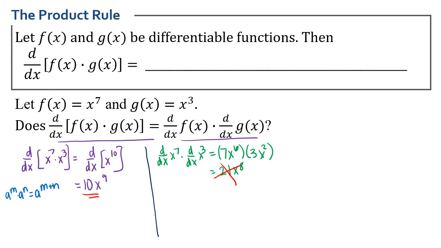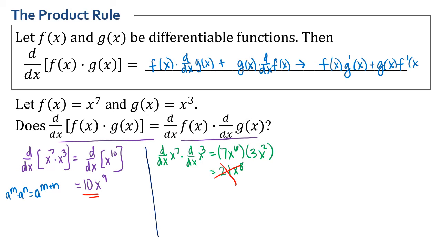So the product rule says if you are taking the derivative of two functions multiplied together, how you figure it out is it's the first function times the derivative of the second function plus the second function times the derivative of the first function. Another way that we could write that a little bit simpler would just be first function, so f of x times g prime of x plus g of x times f prime of x.